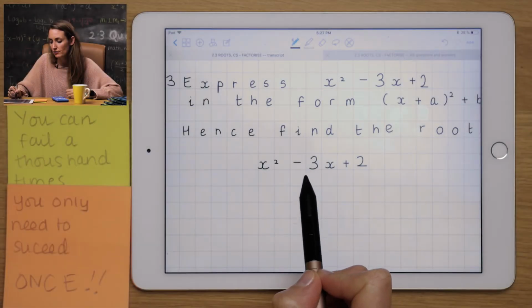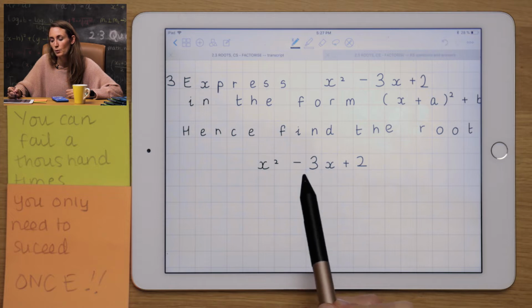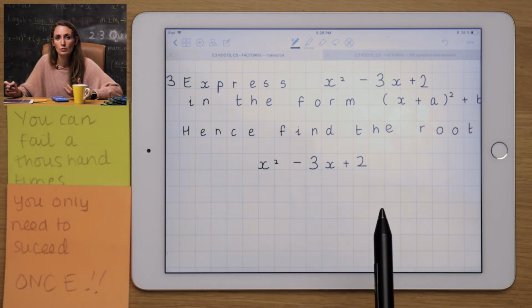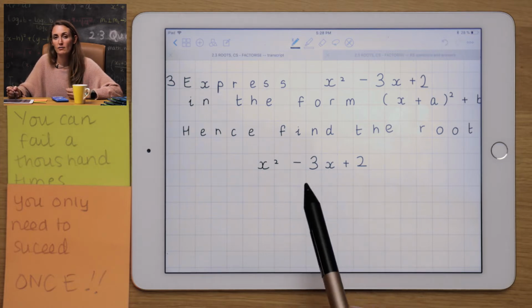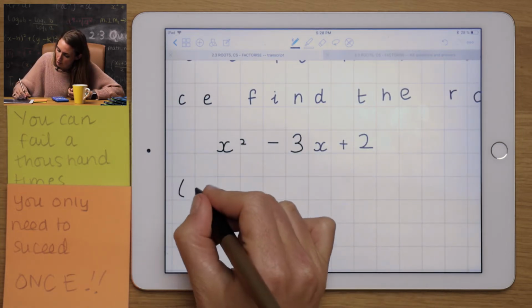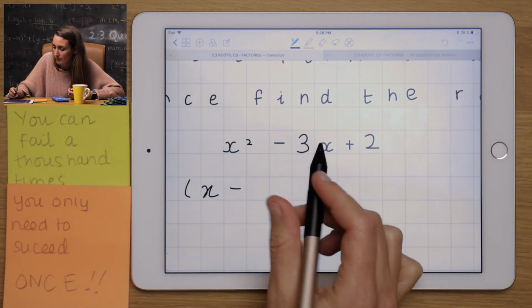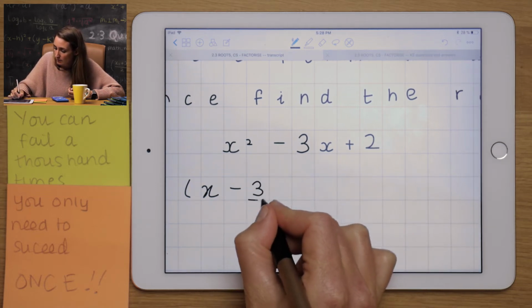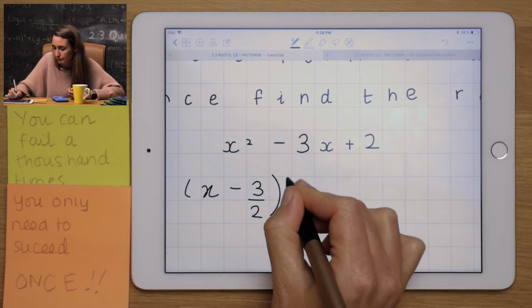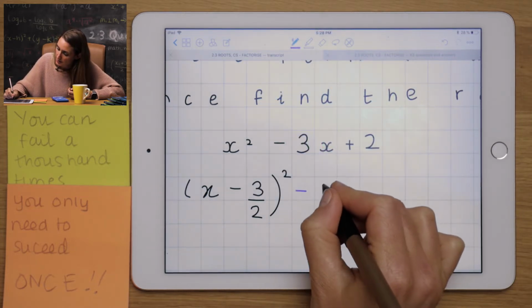This question looks very similar, but it's a little bit harder because we have an odd number. So when we divide 3 by 2, we'll get 1.5. It can be tricky to work with decimals. What I recommend you do is work with fractions. That is going to be minus 3 divided by 2 squared. And then we always subtract.